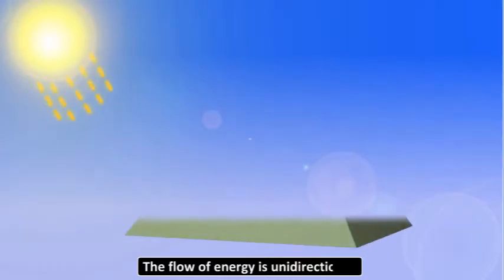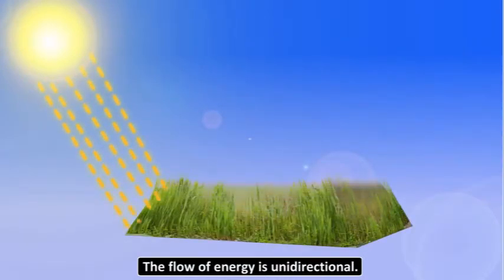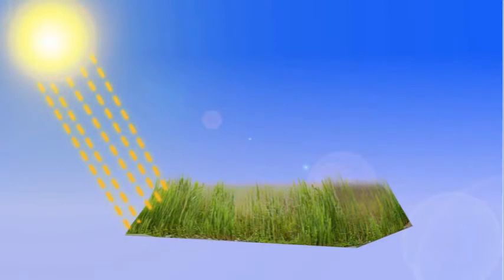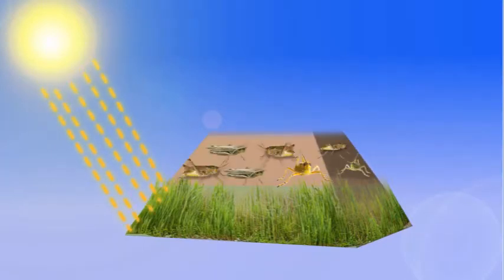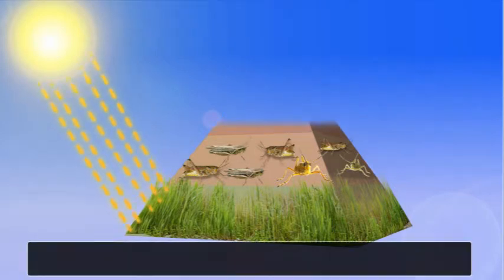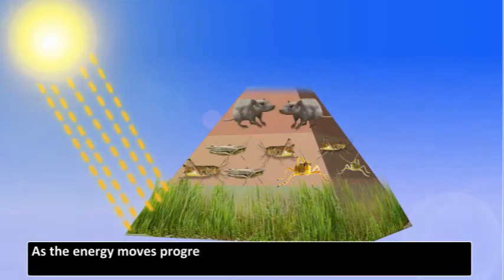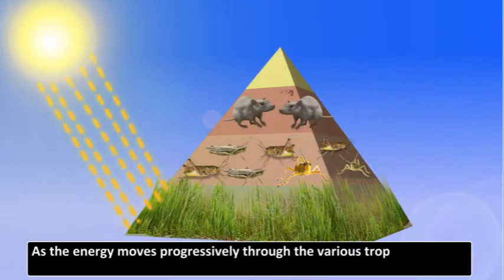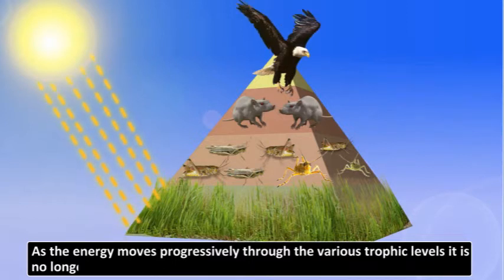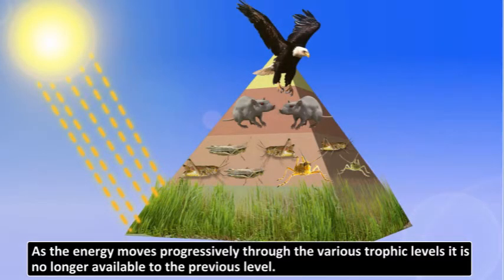When we observe the energy flow diagram, we see that the flow of energy is unidirectional. The energy that is captured by the autotrophs does not revert back to the solar input, and the energy which passes to the herbivores does not come back to autotrophs. As the energy moves progressively through the various trophic levels, it is no longer available to the previous level.